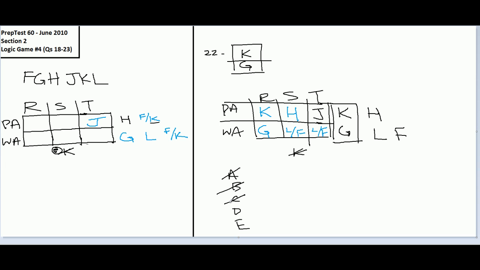K is assigned to Tuscany. Can K ever go to Tuscany? No, because he must go to Romania. Get rid of it. So E had better be the answer. E says that L is assigned to Spain. Can L be assigned to Spain? Yes. Either L or F can go there. So it could be true that L is the one that's selected. Answer choice E is the answer to question 22.